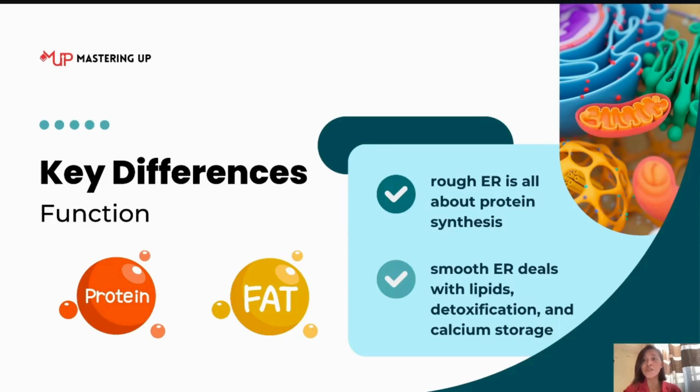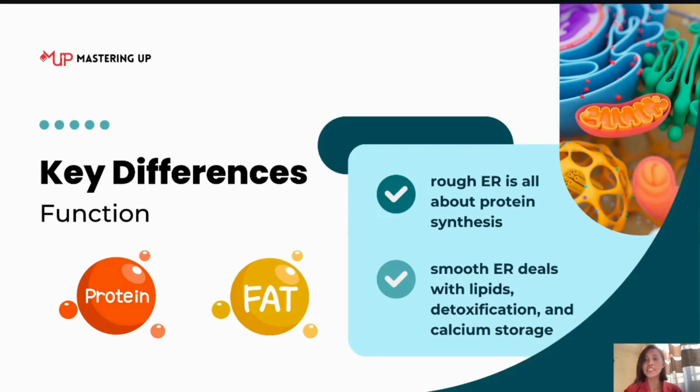Detoxification is another major function of smooth ER. It helps break down toxins like drugs and alcohols into less harmful substances. This is particularly important in liver cells where the smooth ER works overtime to neutralize toxic substances.